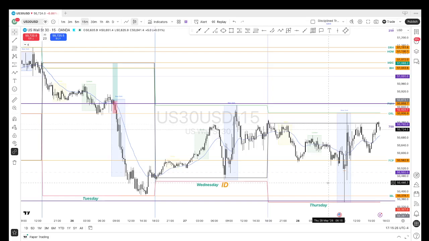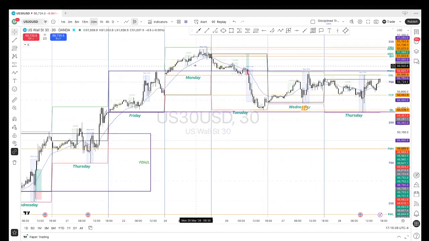Now, of course, the other pattern, let me see, 1, 2. There are 3 patterns that I look for. The 3-session setup, that was one that I showed on gold. I'm going to 30-minute. Let me show. Okay, so Monday sets the high for the week. Every week, Monday and Tuesday set the range for the week. So for this week, Monday set the high, Tuesday set the low. So therefore, we have a box on Monday's high to Tuesday's low.